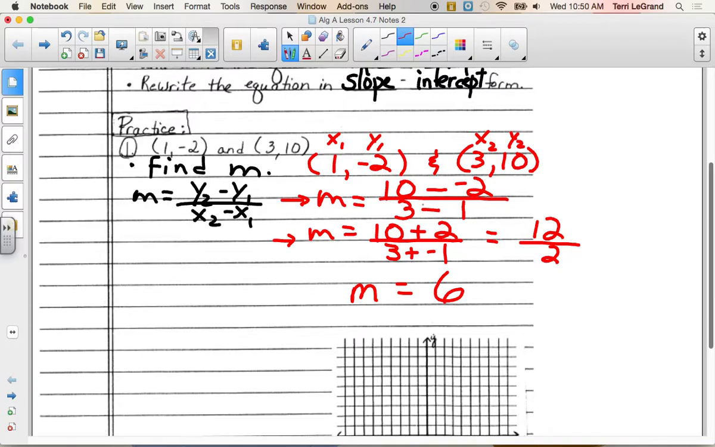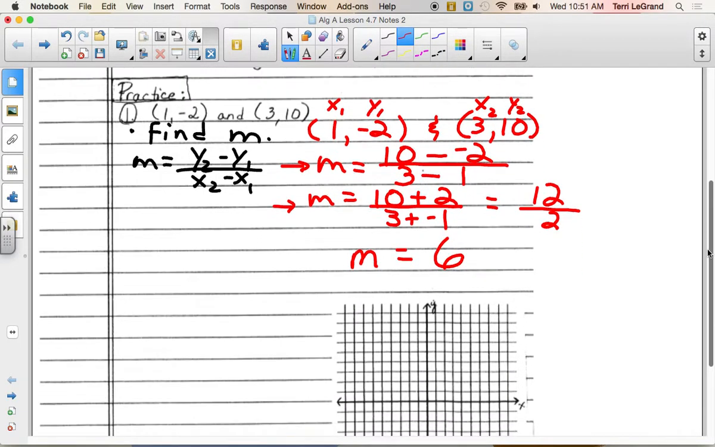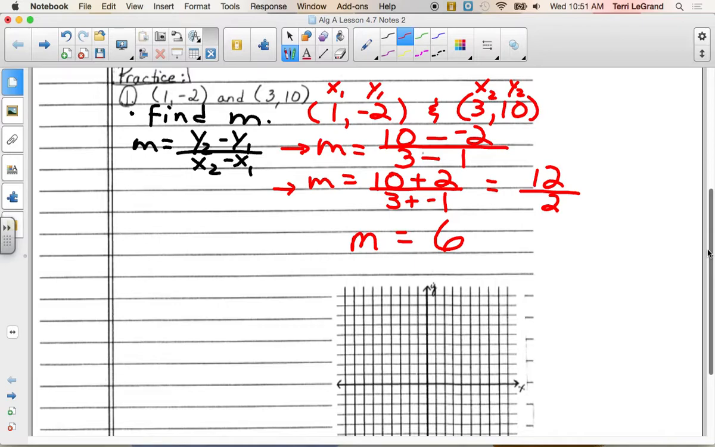Because we just want to use this now, along with one of the points, to put it into point slope form, okay? So let's make sure we all remember and understand how we got the slope. Any questions on finding the slope? Okay, then next bullet point was point slope form. We want to put this in point slope form next.